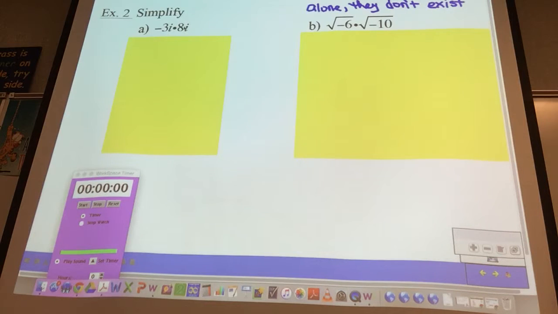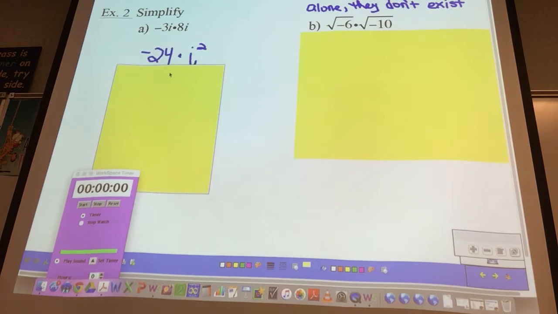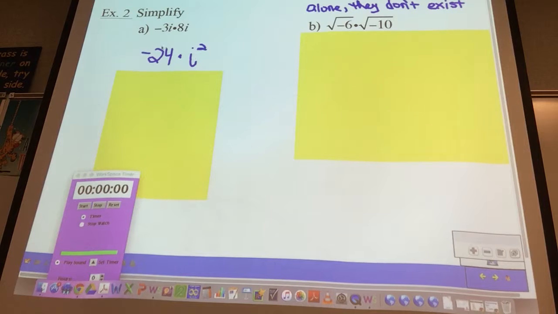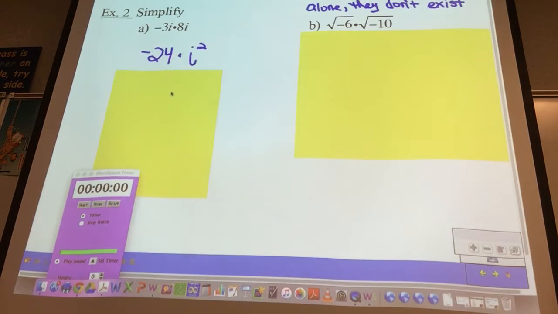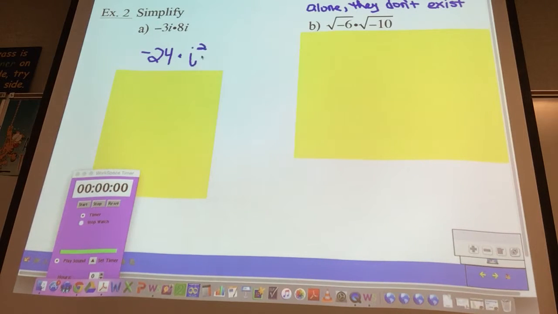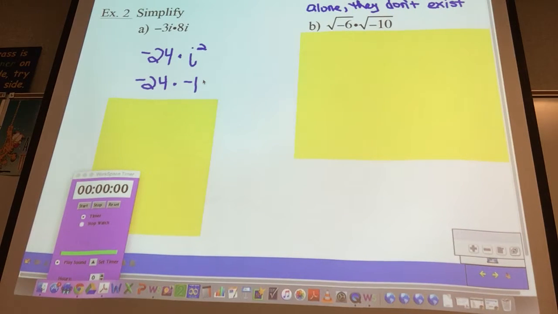You multiply the coefficients, negative 3 and negative 8 would make negative 24, and then what's i times i? I squared. So what we have is negative 24 times i squared. This negative is okay because it's not under a square root. Now all that's left to do is simplify. I squared is negative 1. So that's really negative 24 times negative 1.